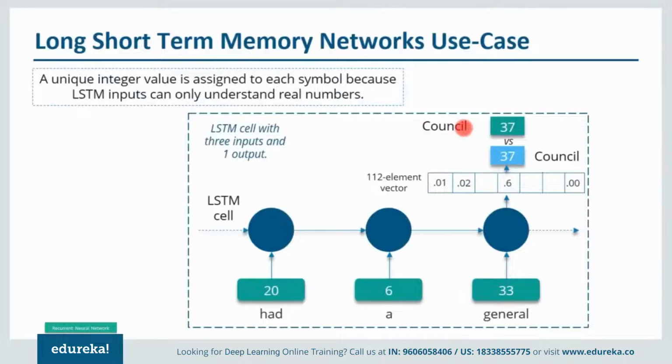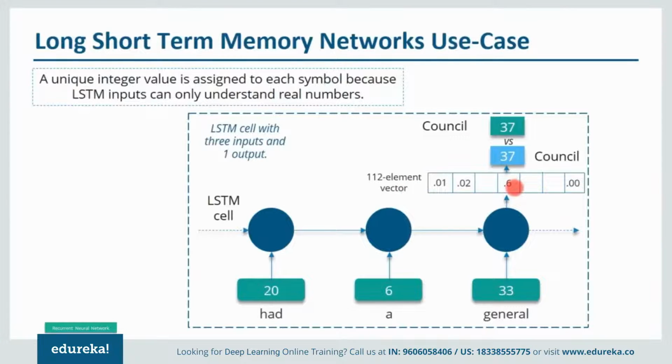So technically we know that LSTMs can only understand real numbers. Alright, so what we need to do is convert these unique symbols into a unique integer value based on the frequency of occurrence, and like that we'll create a dictionary. For example, we have "had" here that will have value 20, "a" will have value 6, "general" will have value 33. Alright, and then our LSTM will create a 112 element vector that will contain the probability of each of these words or each of these unique integer values.